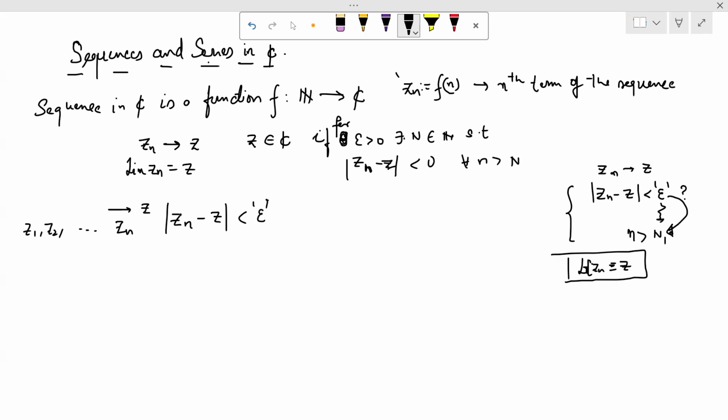Then I will say, okay, after a particular element of the sequence, that is Zn, and the limit, this absolute difference can be made less than your desired epsilon. So after some n, and obviously this n would be some function of epsilon. I hope it is clear till now.